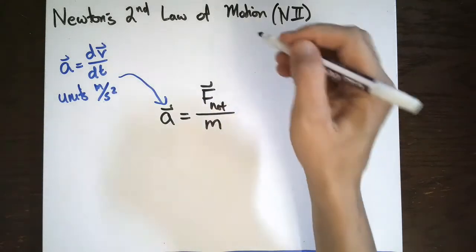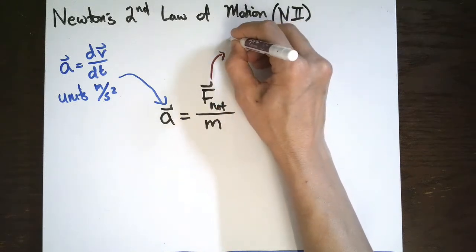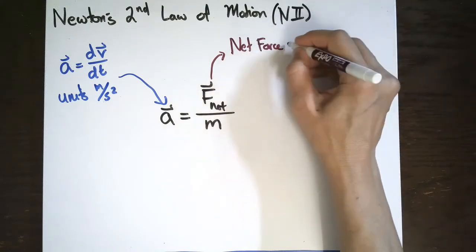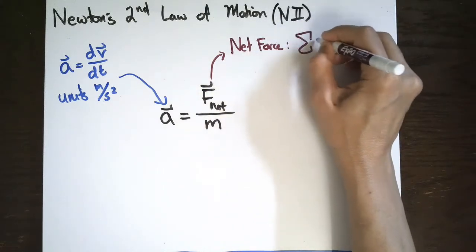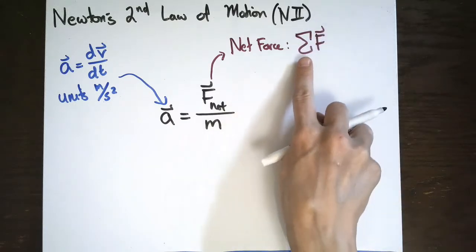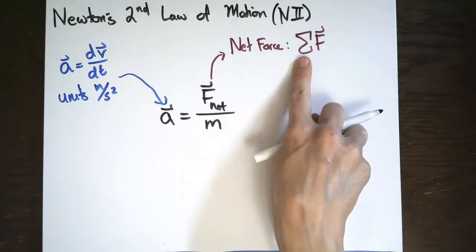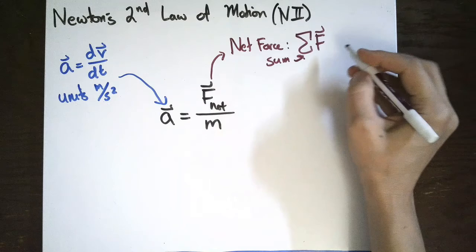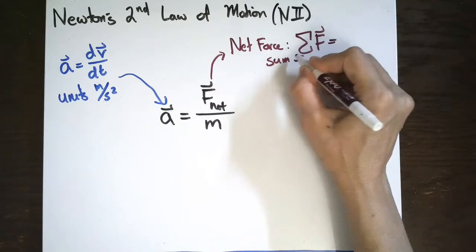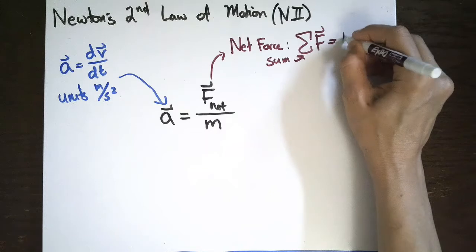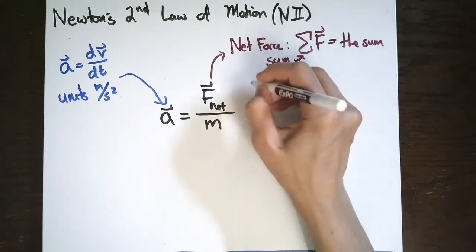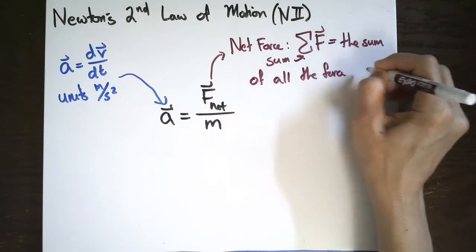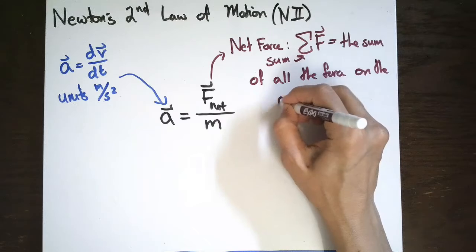Over here we have net force, which can also be written as this. That symbol right there is a capital Greek sigma, which stands for sum. And the net force, as suggested by using the symbol sum, is the sum of all the forces on the object.